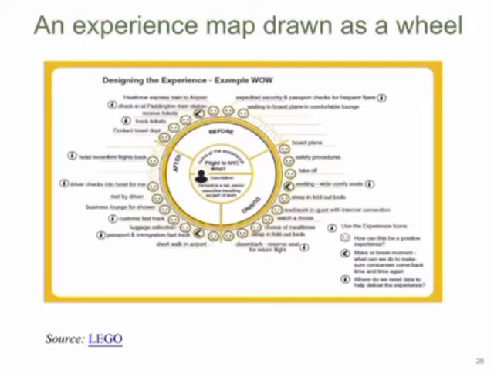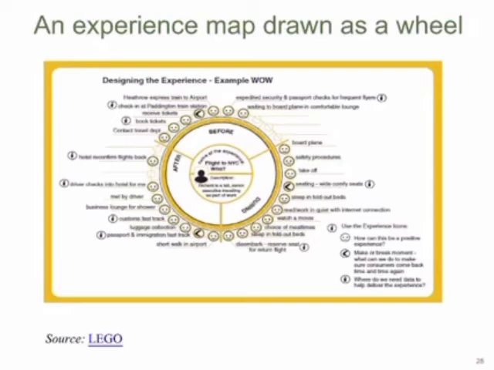So the name of the experience is Flight to New York City. Description: Richard is a tall senior executive traveling as a part of work. So as we can see before, contact travel department, book tickets, check in at Paddington train station, receive tickets, Heathrow Express train to airport, expedited security and passport checks for frequent flyers, and more.